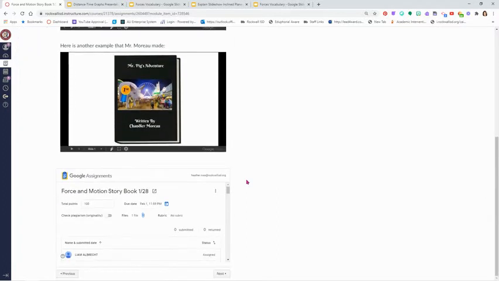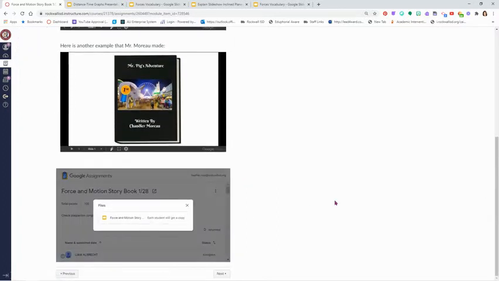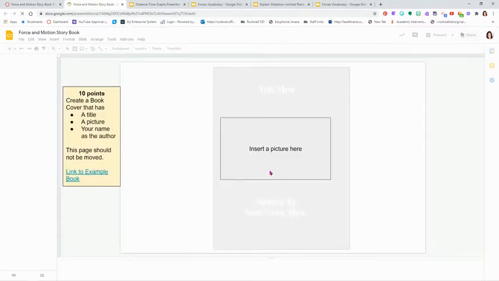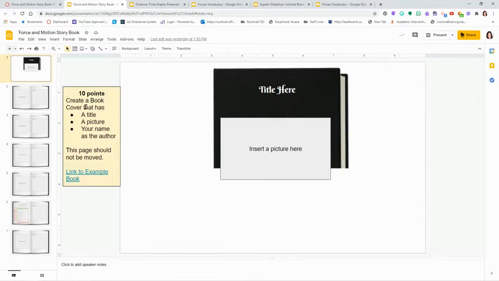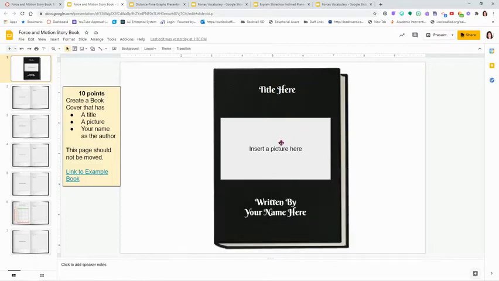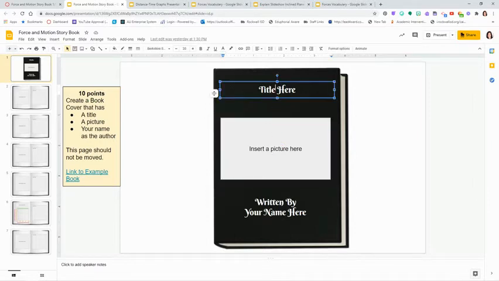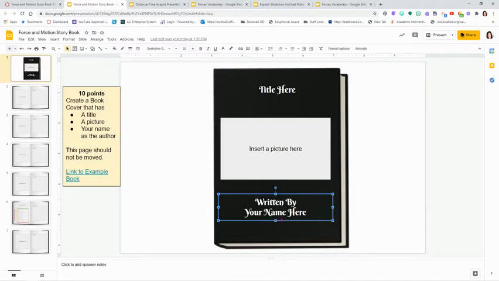Okay. So your template is linked at the bottom for you to work on. On each of the pages, I put in what you need for your book. So your first page, of course, is a title page, and I include everything that you need. You just type where it says title here, you insert a picture where it says picture, and you type in your name where it says your name here.